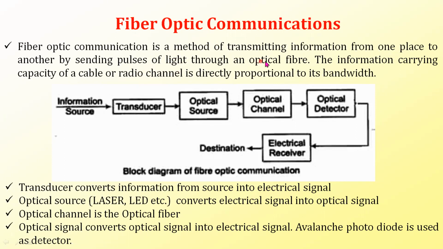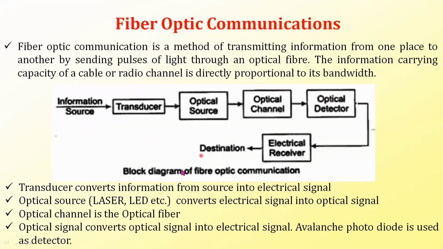It is a method of transmitting information from one place to another by sending pulses of light. We encode the information in pulses of light through an optical fiber, and this optical fiber carries the information from one place to another. The information carrying capacity of a cable depends on the bandwidth. The more the bandwidth, the more the capacity of the cable to transmit the signal.